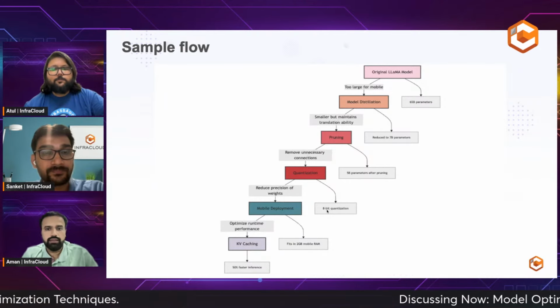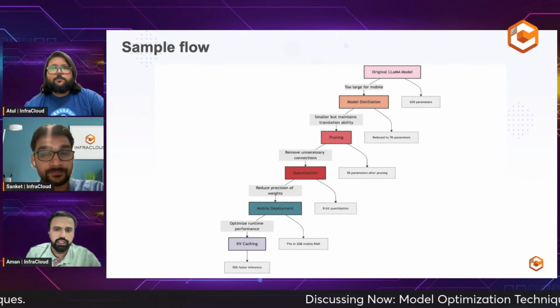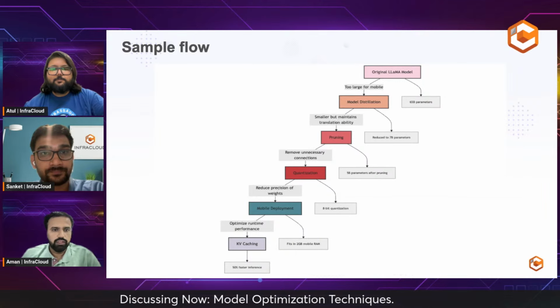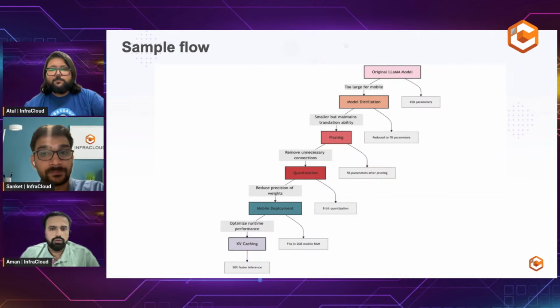That takes it to a very small number, which can even fit into your 2 GB mobile RAM or VRAM. If you have a GPU with VRAM out there, you can use even that. So that's how you can use all this. This is of course a sample flow. In production, or in your actual scenarios, it might be different. The models will be different.